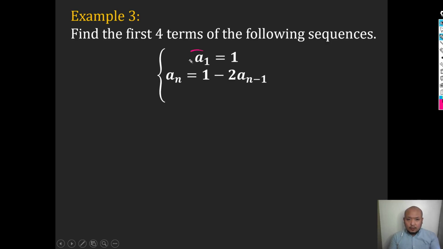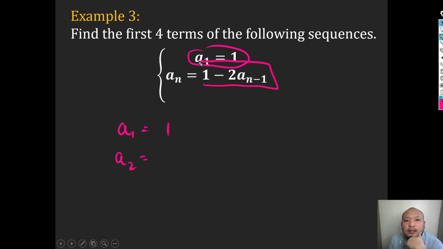It's very obvious. We can already begin with a sub 1. The first term, a sub 1, is 1. Sabi dito. But what about a sub 2? The second term. Anong sabi sa rule? Ito yung sabi sa rule. Look at this. Paano daw nakukuha yung succeeding terms? Ang sabi, you take the previous term, a sub n minus 1.